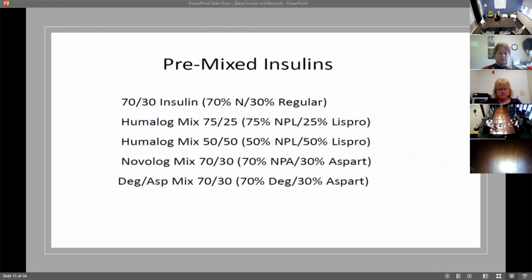Then there's a Novolog mix, which is a combination of intermediate acting and a true short acting insulin. So there's a difference between this 70-30 insulin and the NPH and regular 70-30 insulin, because this contains regular insulin with NPH, and this contains our Novolog, which has a different pharmacokinetic profile than the regular insulin.